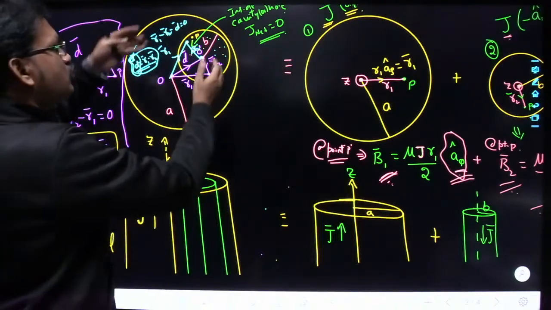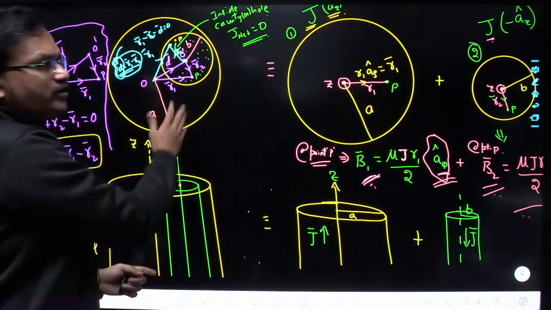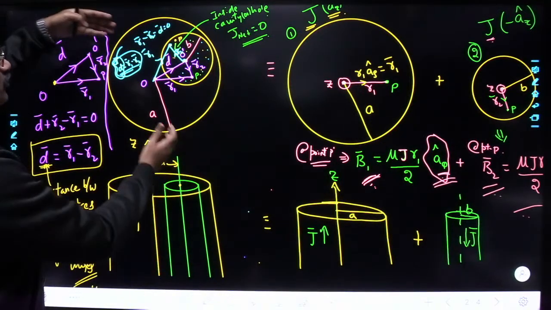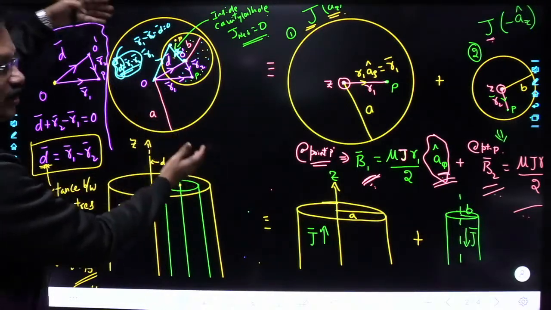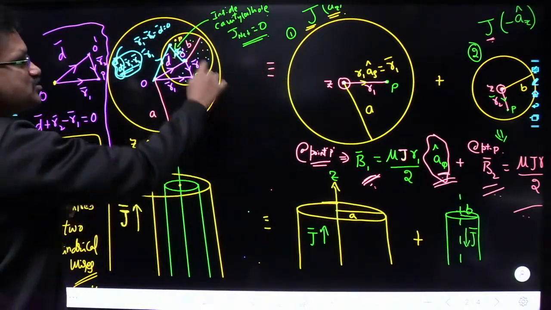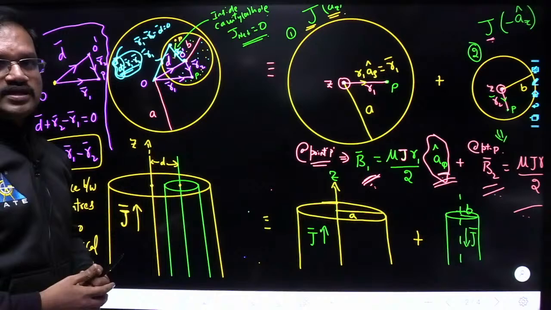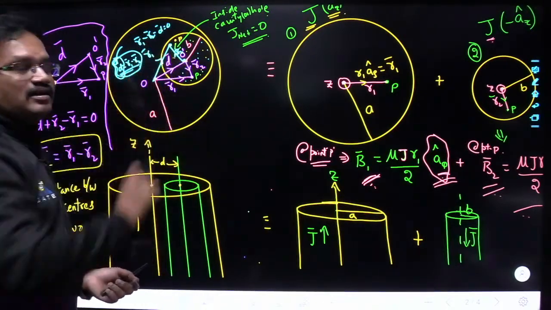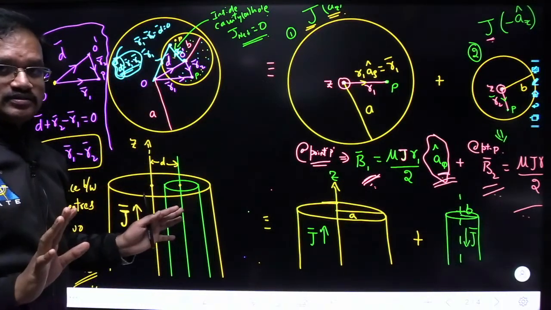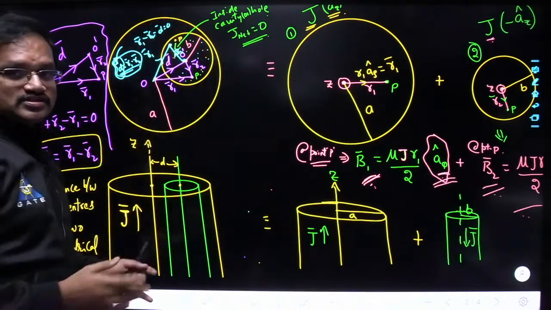Understood? Okay, so if you increase the radius of this cylindrical cavity, then also you are going to get the same result. Or if you increase the radius of this cylinder of radius A, or if you increase the radius of this cylinder B, then also the result is going to be the same. It depends only upon the distance between the centers of the two cylinders. It doesn't depend upon the radius of this cylindrical wire A, or the radius of this cylindrical wire B.